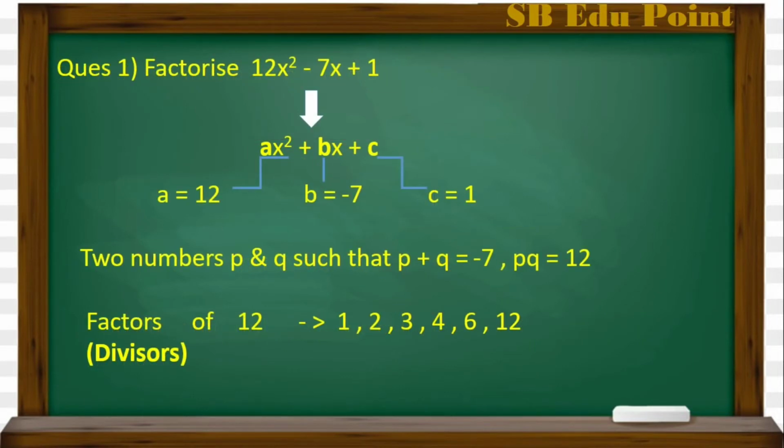The very first question of the year is right on your screen. The question says: factorize the given quadratic equation, which is 12x squared minus 7x plus 1. We have just learned how to calculate the factors. First we need to compare the quadratic equation with the general form and write down the values of a, b and c. So for this equation, the value of a will be equal to 12, b will be equal to minus 7 and c will be equal to 1. I think this is clear to everyone.